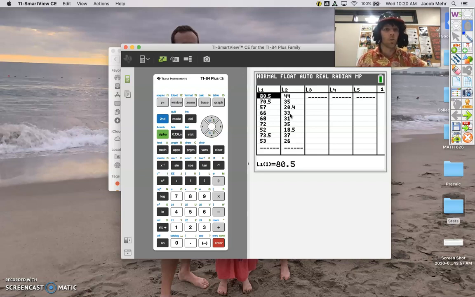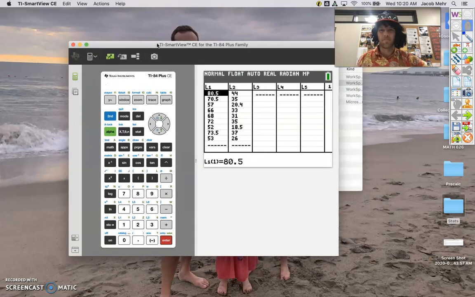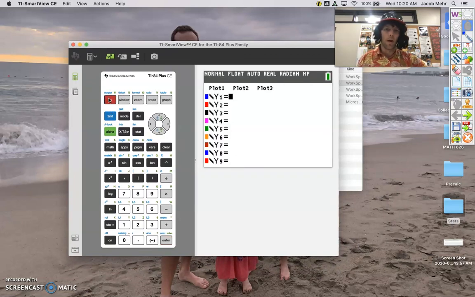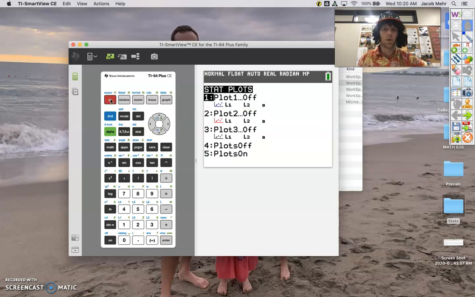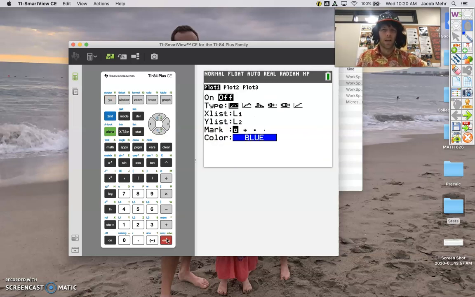Now what we'll do is graph these and make a scatter plot. To make my scatter plot, first I'm going to go to y equals and make sure there isn't anything in there, so I'm going to clear out any of that. I'm then going to go to stat plot, so second, stat plot. I'm going to choose plot 1 and turn it on. I want the type to be a scatter plot, which is the first one. My x's are in list 1. My y's are in list 2.